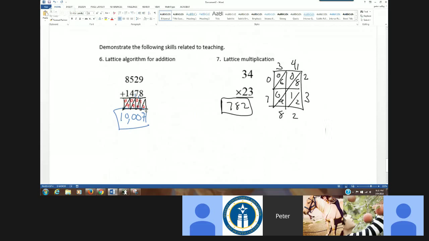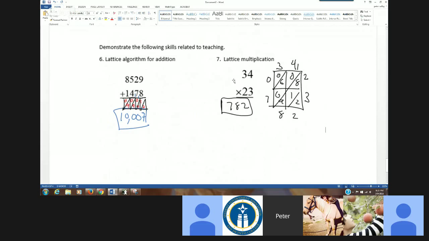And then to get our final answer, I'm going to add the diagonal rows together. So 7 drops down, 1 plus 9 is 10, so we get a 0 there, carry the 1, 0 plus 9 is 10, again carry the 1. Anyway, so that's what we're doing there.